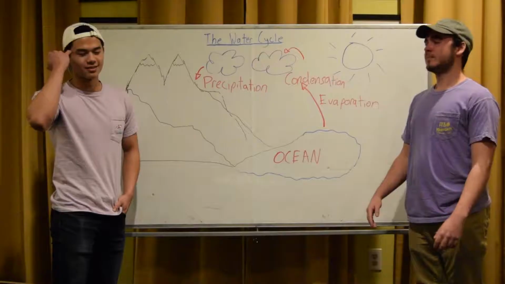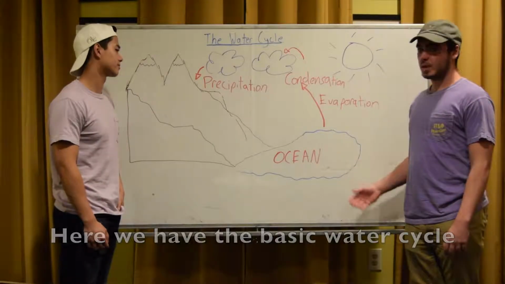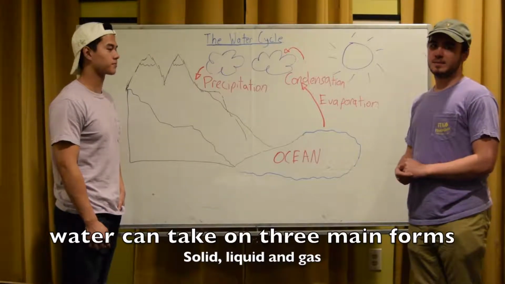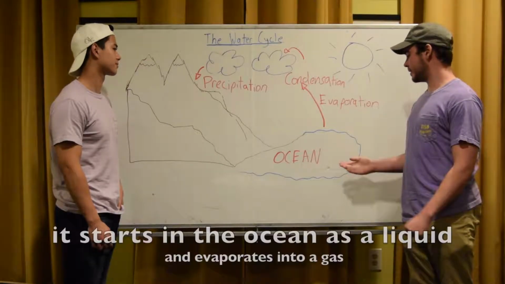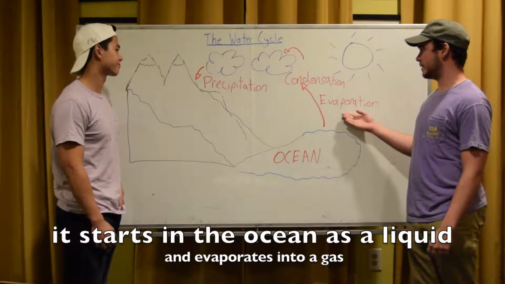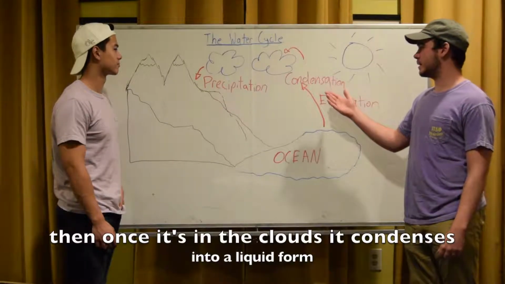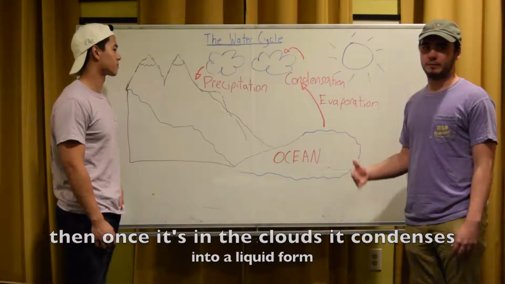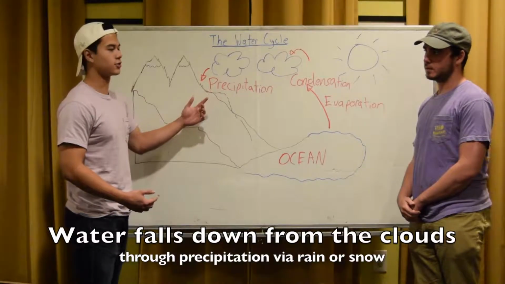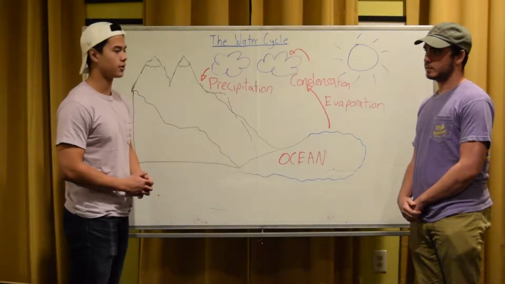Let's go study. Here we have the basic water cycle. Water can take on three main forms: solid, liquid, and gas. It starts in the ocean as a liquid and evaporates into a gas as it gains heat from the sun. Then, once it's in the clouds, it condenses into a liquid form. Water will fall down from the clouds through precipitation, via rain or snow.